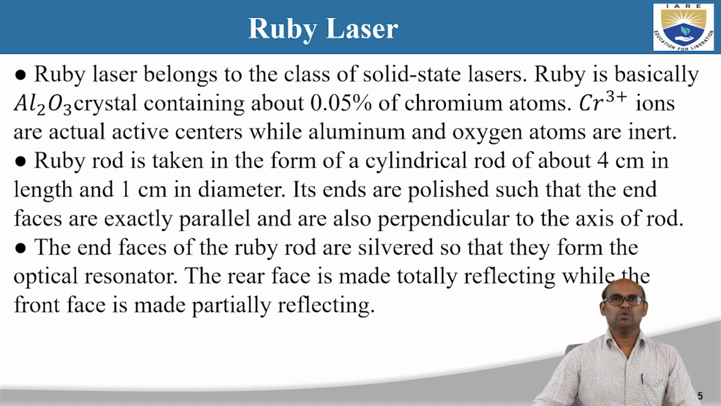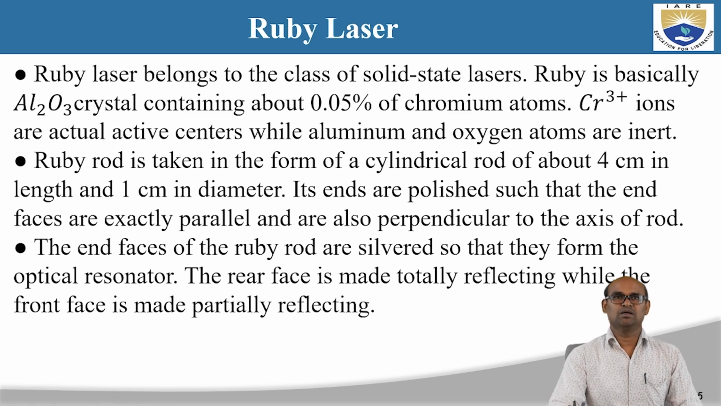First we'll start with the solid state laser, which is the ruby laser. The ruby laser belongs to the class of solid state lasers, and ruby is basically an Al2O3 crystal, an aluminum oxide crystal, containing about 0.05% of chromium atoms.